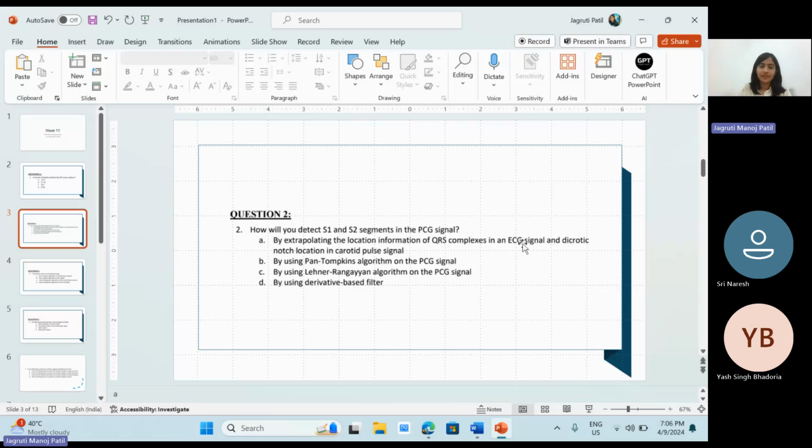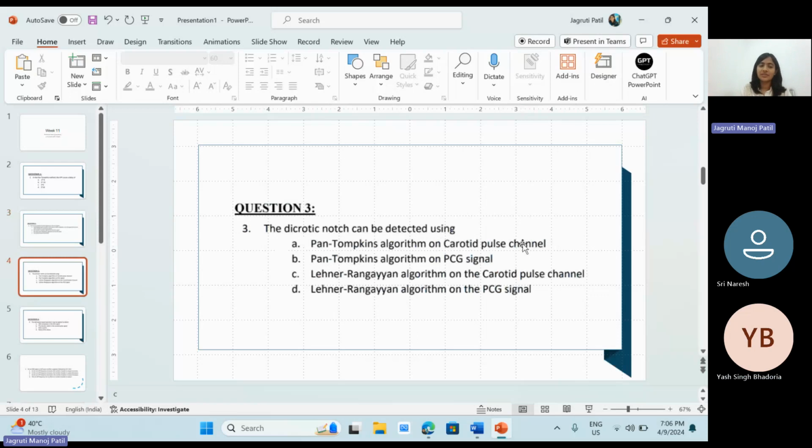Okay. Next, the dichrotic notch can be detected using the same question again, but now it's for a different application. Is it probably C? Yeah, it's C, the linear Rangan algorithm. We didn't actually do this algorithm because it was more theoretical, but you need to know which algorithm is applied for which pulse. This was for PCG; you need to know what the standard is for ECG, that was Pan-Tompkins. Next would be the standard for EMG and EEG. If it's in the slides, make sure you know all those things.